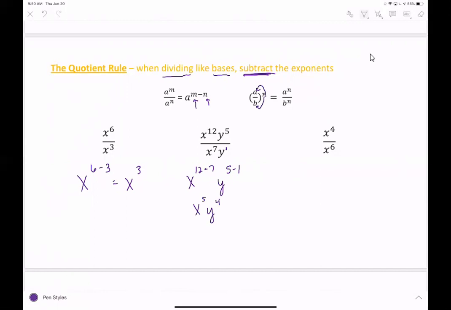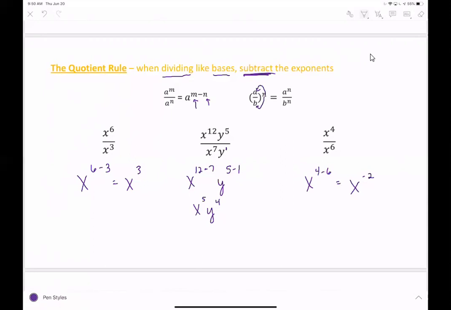And in the third example, we're going to subtract again. We're going to say 4 minus 6. Well, here we end up getting a negative exponent. And we're going to talk about this negative exponent in the next rule. I'll show you how to take care of the negatives, because that's one thing with these expressions. We always want these to be positive exponents.